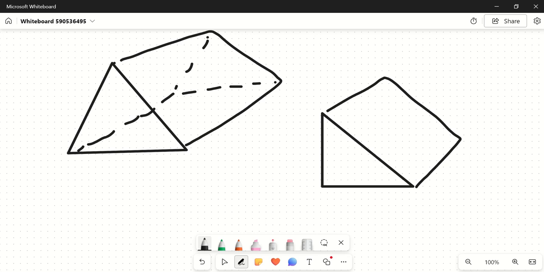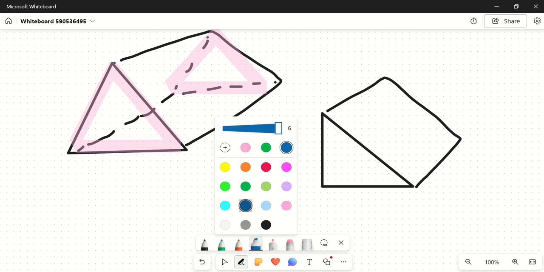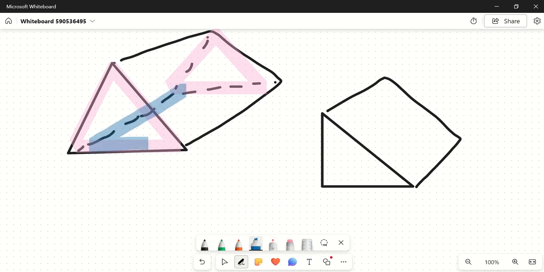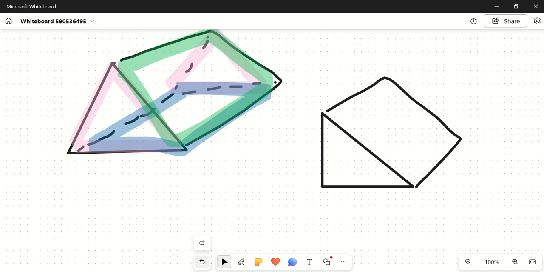You'll notice the tent is made up of those 2 triangles right here, 1 and 2, the entrance and the exit, and the 3 quadrilaterals. The bottom part is 1 rectangle. And then the 2 sides are also rectangles. 1 right there, and the other one being right here. So, 2 sides, bottom, and the 2 triangles.